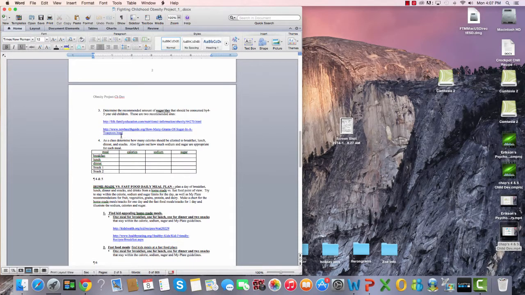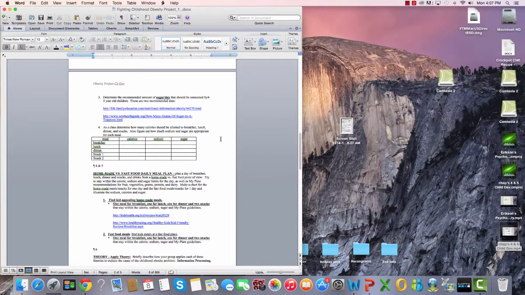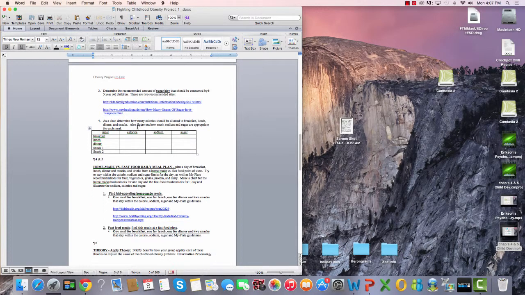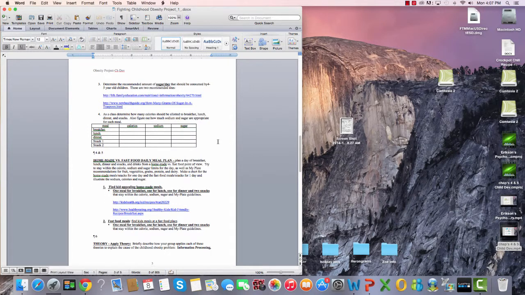The next step is to determine as a class how many calories should be allotted for breakfast, lunch, dinner, and then 2 snacks. Mid-morning snack and a late afternoon snack. If you missed that class, just divide evenly and it makes it much easier. And then maybe 100 calories for snacks, or 50 to 100 calories for snacks. You kind of have to decide on that one on your own.